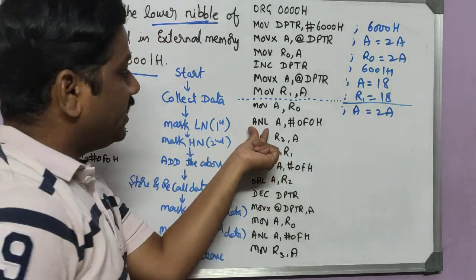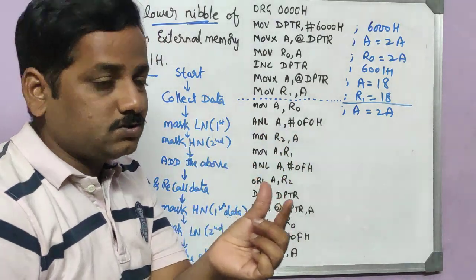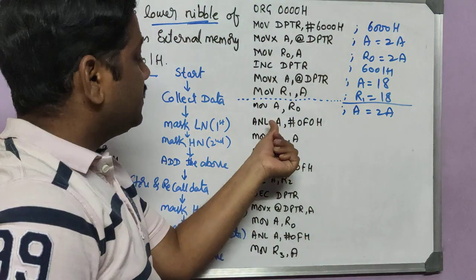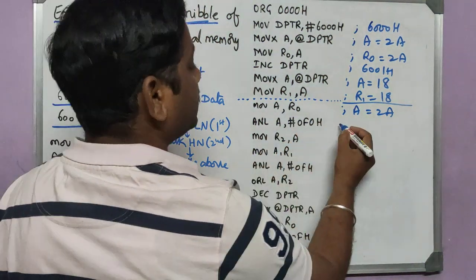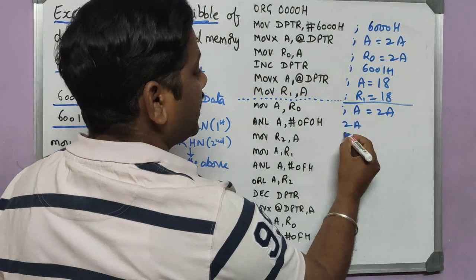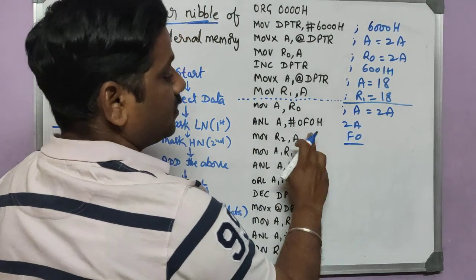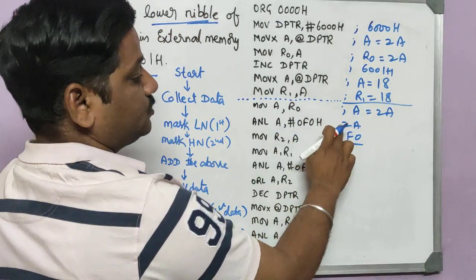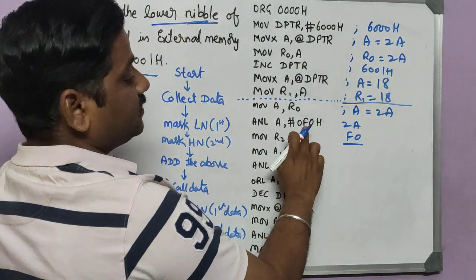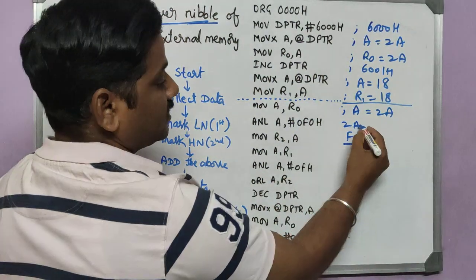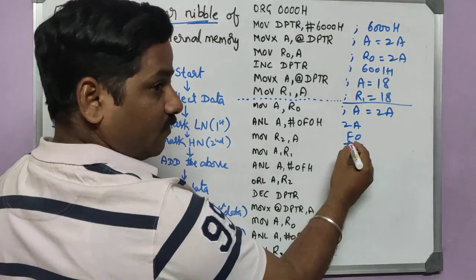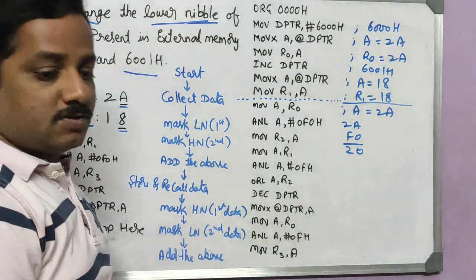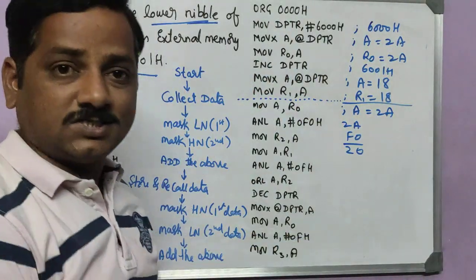Now what we do, ANL is the logic, that is the AND logic used for masking. ANL A, #0F0H. So what is going to happen here is 2A will be ANDed with F0. That is, content of accumulator is 2A, and will be ANDed with F0. Anything ANDed with 0 means 0, and anything ANDed with F means you will get the same number. You can go through the AND logic instruction for that.